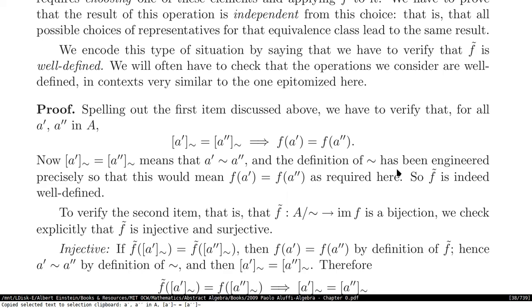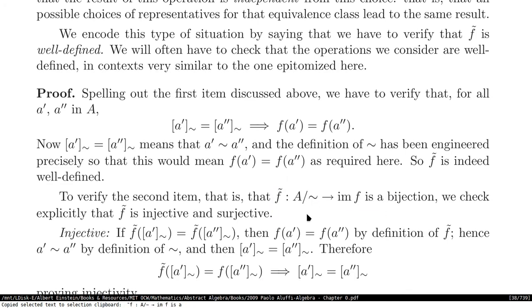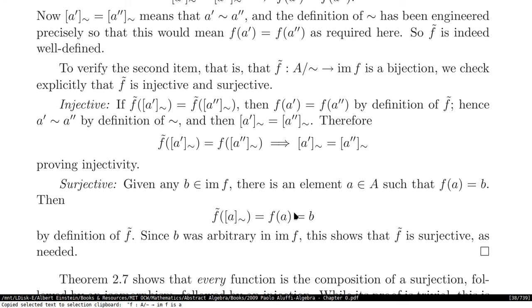Now for the second step, you have to show that this is actually a bijection, right? So we have to show that it is injective and surjective. For injectivity, you apply f tilde on equivalence classes of two distinct elements, right?